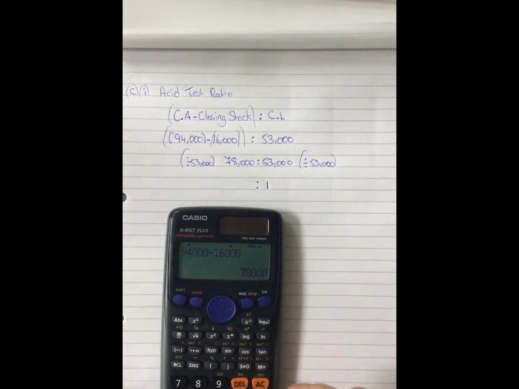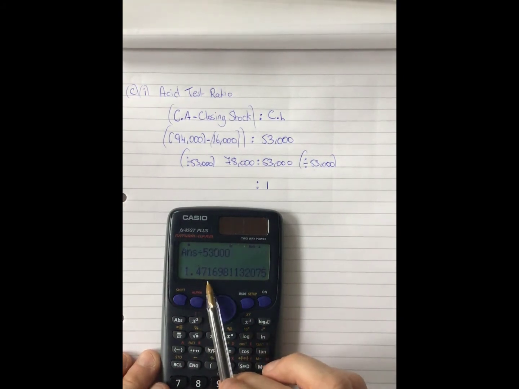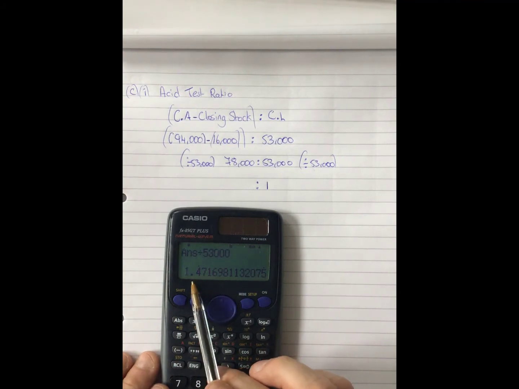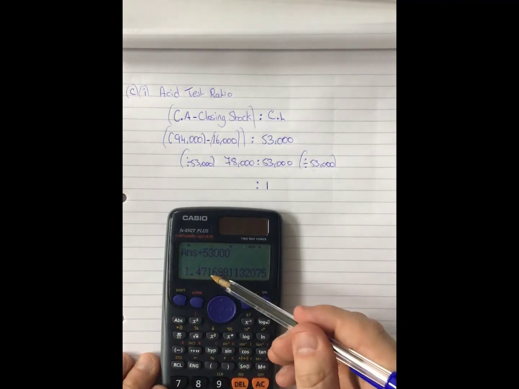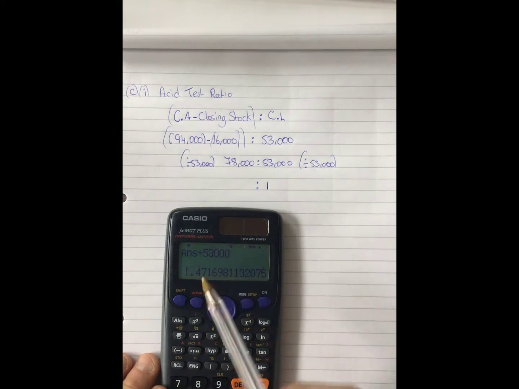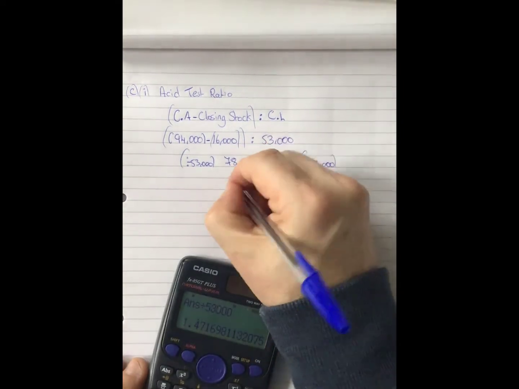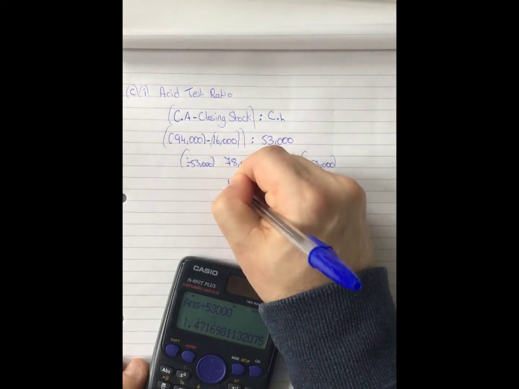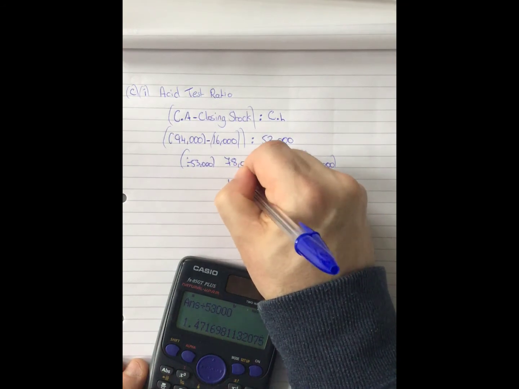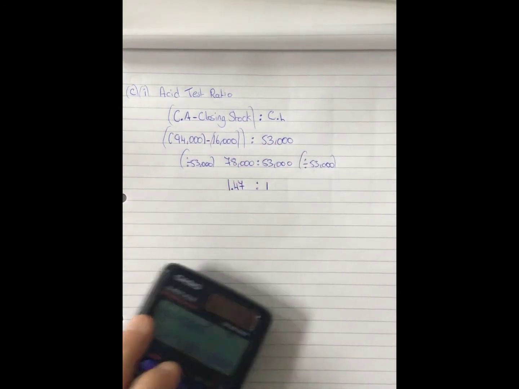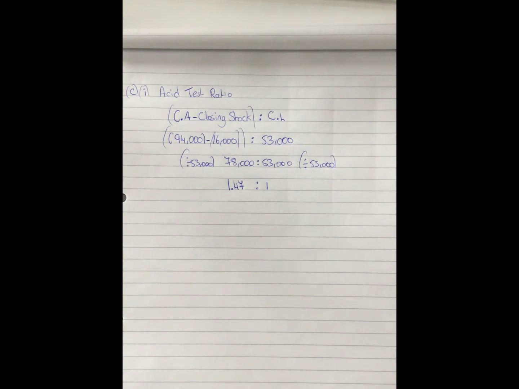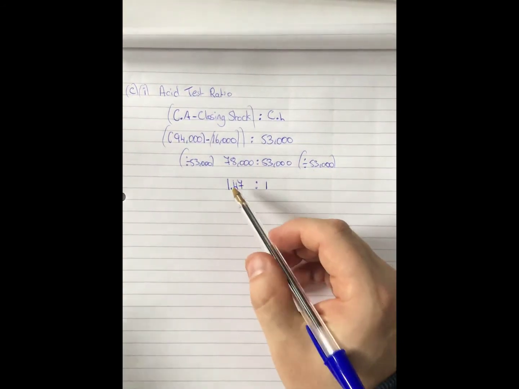And 78,000 divided by 53,000 gives me 1.47. Because there's a 1 after that, it'll remain at 7. If, for example, that was a 5, 6, 7, 8, or 9, it would go up to 8, but it's not. So it's going to be 1.47. So 1.47 to 1. Okay, so we've calculated that. That's part 1.